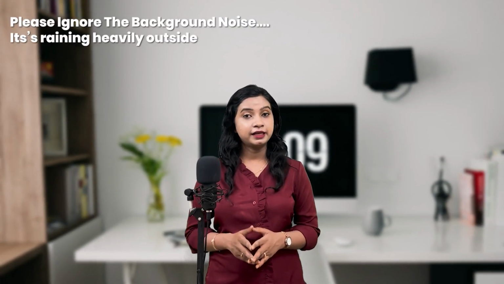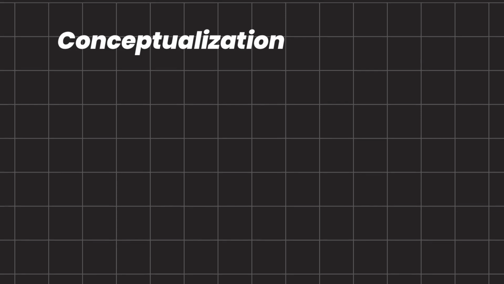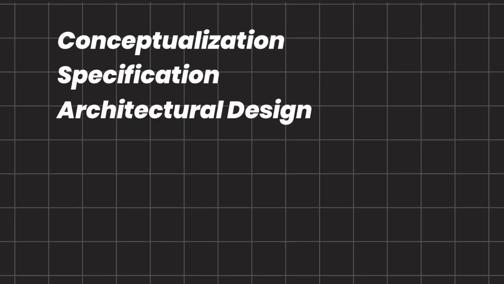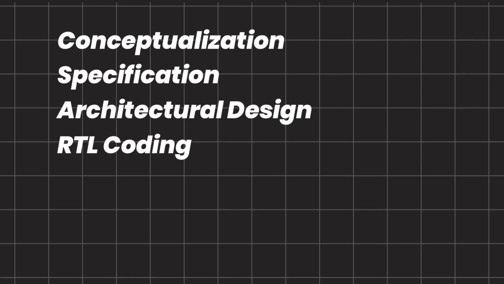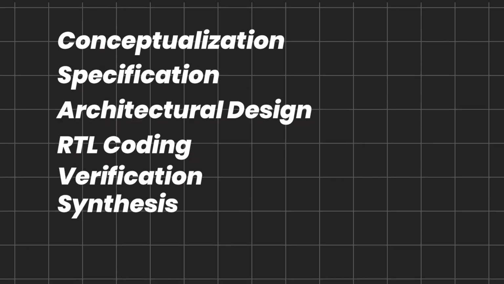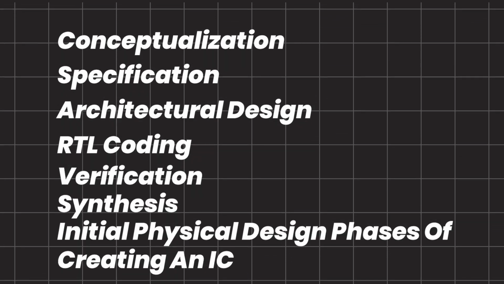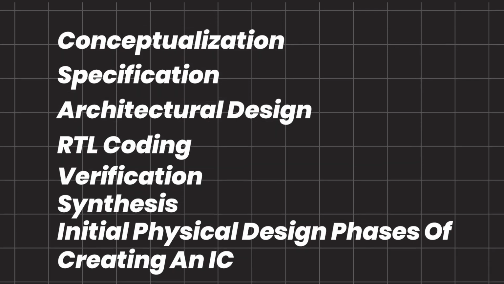VLSI front-end design encompasses the conceptualization, specification, architectural design, RTL coding, verification, synthesis and the initial physical design phases of creating an integrated circuit. It is the crucial stage where the foundational aspects of the IC's performance and characteristics are defined, before moving to the back-end stages of physical implementation and manufacturing. Let's break down their work in more detail.